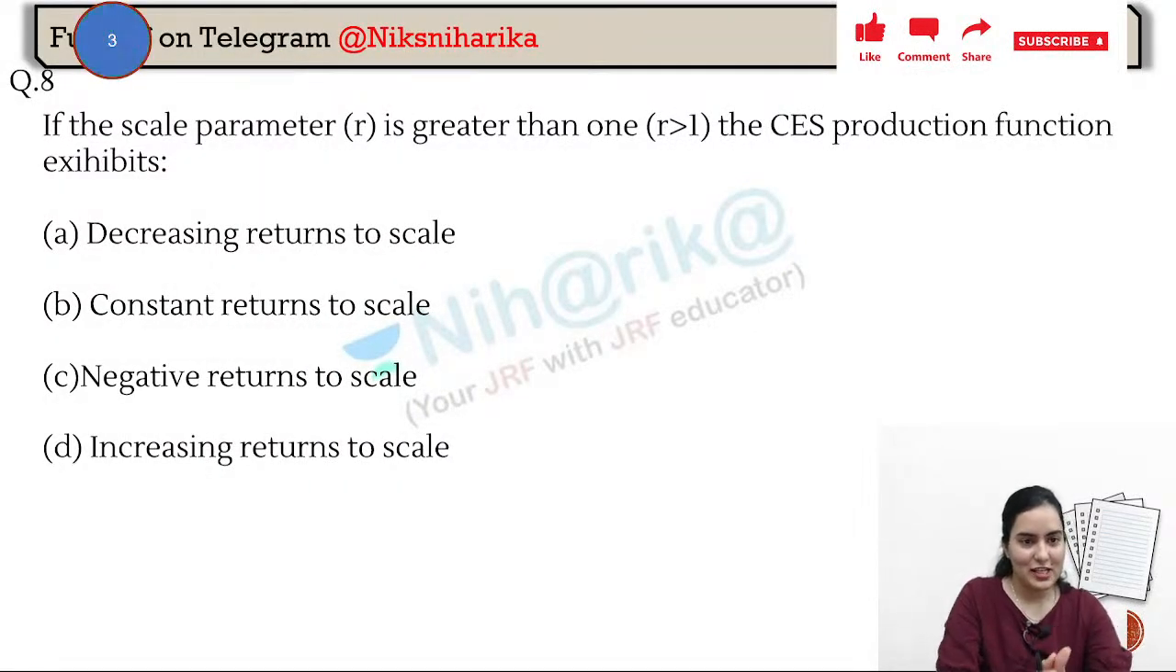Let's start. If the scale parameter R is greater than 1, the CES production function exhibits what? Super easy question, directly taken from notes. You have done the Cobb-Douglas production function also, and the CES production function, all the types of production function.